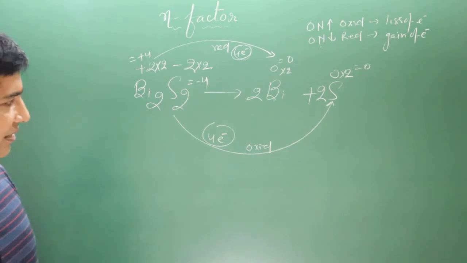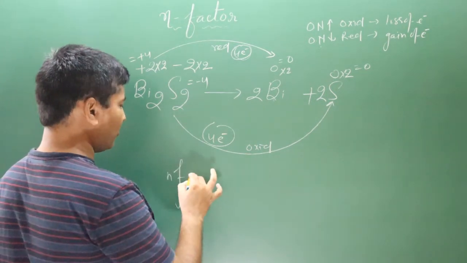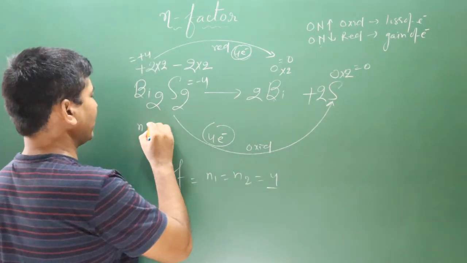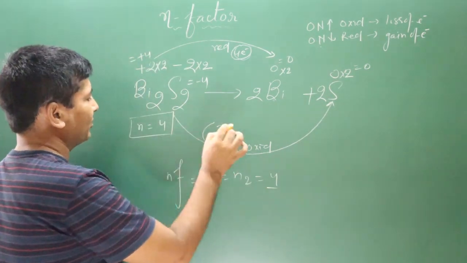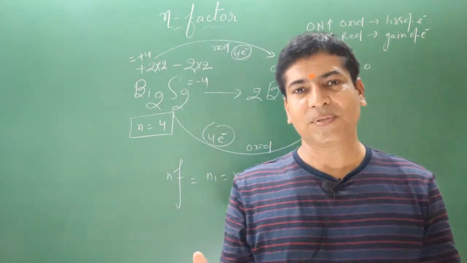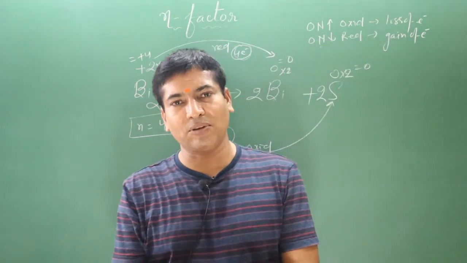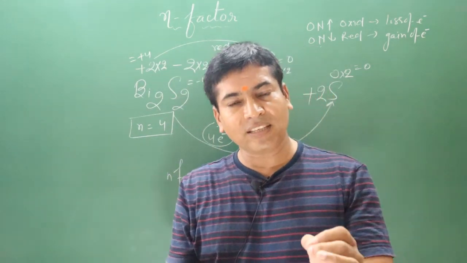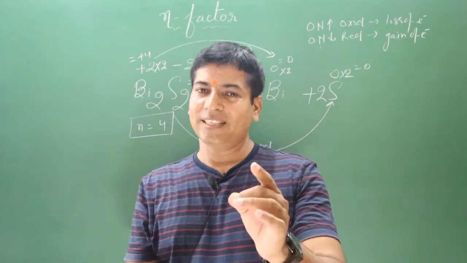Same value is there. So in this case the n factor formula will be n1 is equal to n2 is equal to 4. For this substance the n factor value will be 4. So it is a very simple concept. Easily we can calculate the n factor values. In the next session we will discuss calculating n factor value for disproportionation redox reactions.